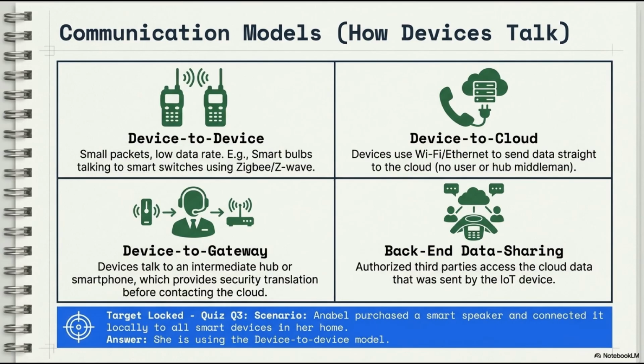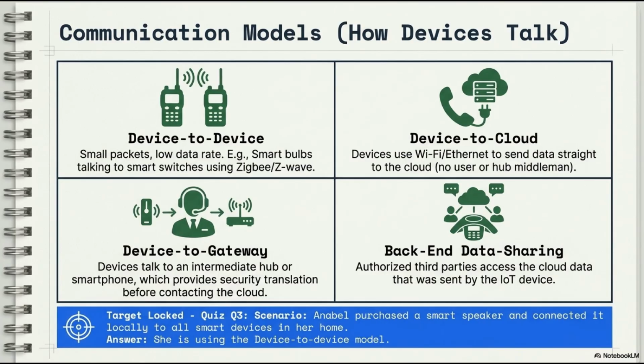But what about device to gateway? Why use a middleman? Mostly for security and translation. Some tiny sensors use protocols the internet doesn't understand natively. So they talk to a hub or your smartphone, which translates it and adds a security check before it hits the cloud. Makes sense. And the last one is back-end data sharing, where authorized third parties access cloud data.